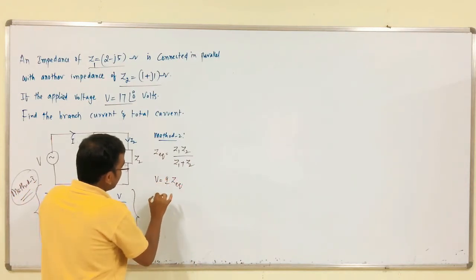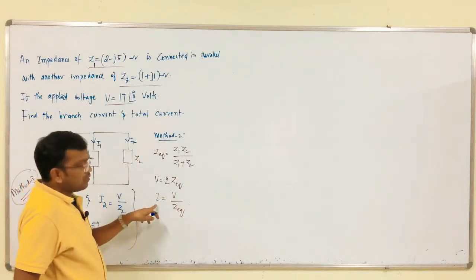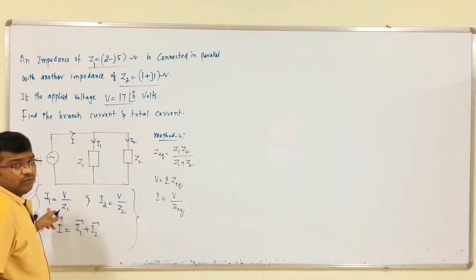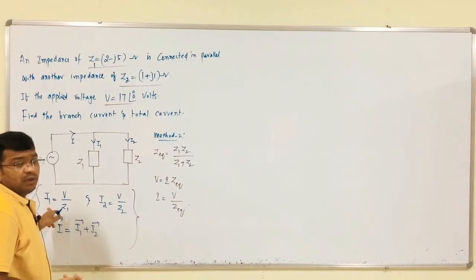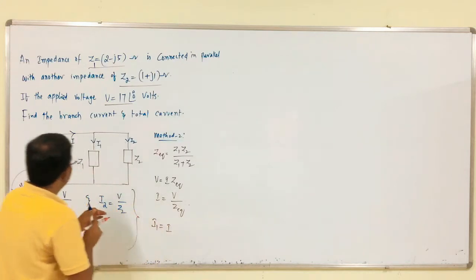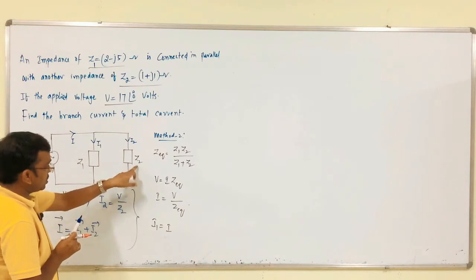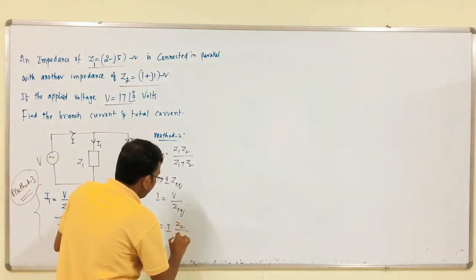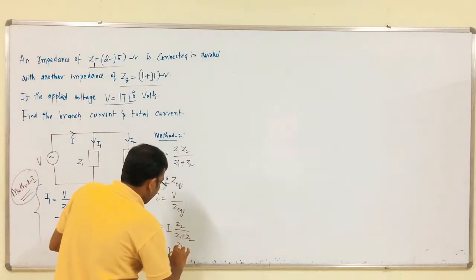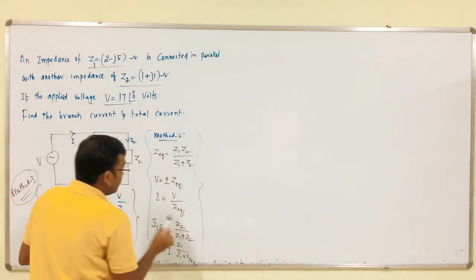So, from this current is what? V by Z equivalent. After getting total current, we are calculating this I1, I2 very easily, no? By using current division principle. That is I1 is what? Total current. This we want to calculate this current. So, total current in the circuit, opposite branch resistance by total resistance, that is Z2 by Z1 plus Z2. Like this, I2 is what? Total current into Z1 by Z1 plus Z2. So, this is method 2.